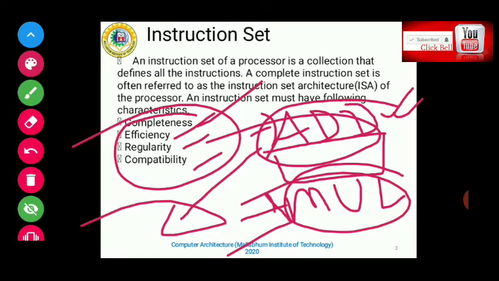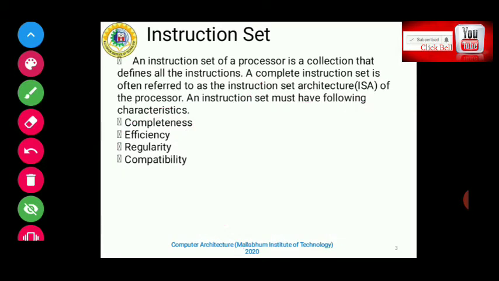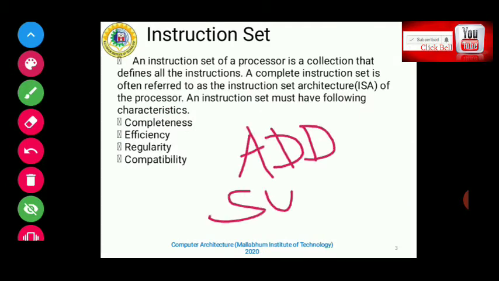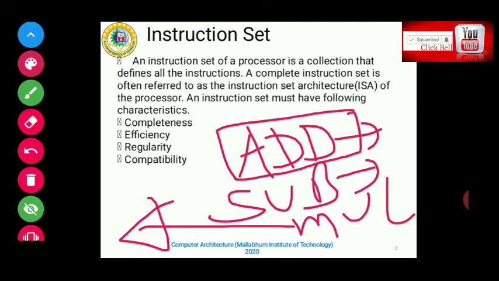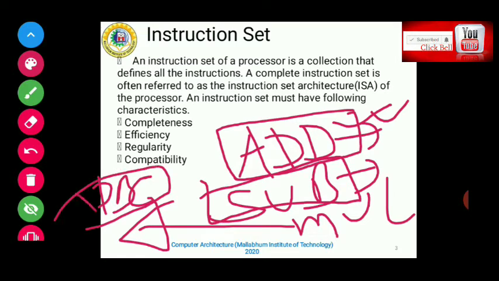Regularity: the instruction set should contain expected opcodes. Expected opcode means, suppose in an instruction set you use add, sub, and mul for multiplication. These commands tell the programmer the operation easily, and the programmer can memorize them. Just by seeing the opcode, one can easily identify this is the add operation, this is the subtraction operation. If we use a command like D, B, C for the add operation, that is hard for the programmer to identify, and hard to memorize. That is not regular from the point of view of regularity.